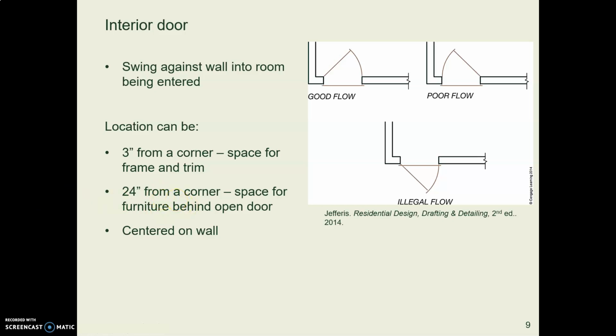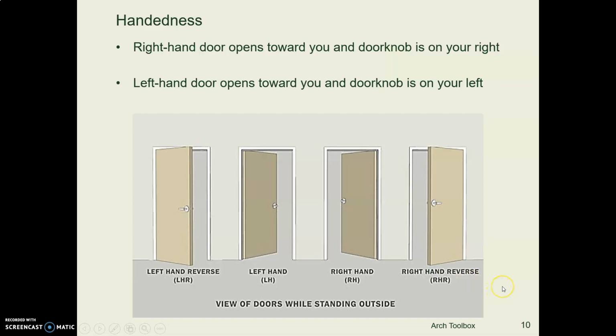Also, so back on track here, you might also want to put an interior door 2 feet or 24 inches away from a corner. If you want to put some kind of end table or some kind of furniture in here, 24 inches is what you want. Or you could put your door in the center of a wall. And here we're talking about interior doors still. You can choose to have a door left hand or right hand, and what that means is which side the hinge is on and which side the doorknob is on.